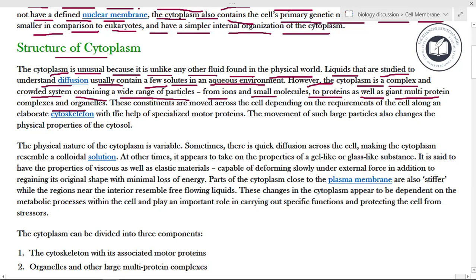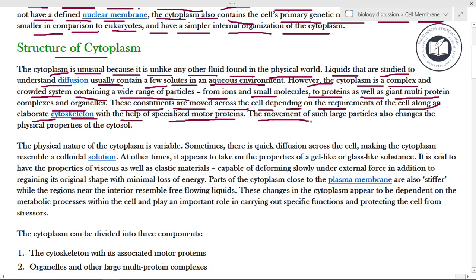These constituents are moved across the cell depending on the requirement of the cell along an elaborate cytoskeleton with the help of specialized motor proteins.